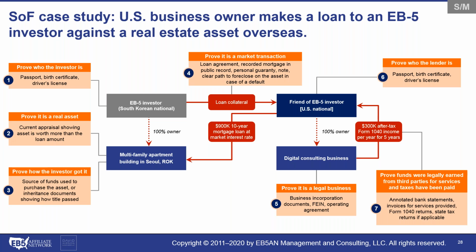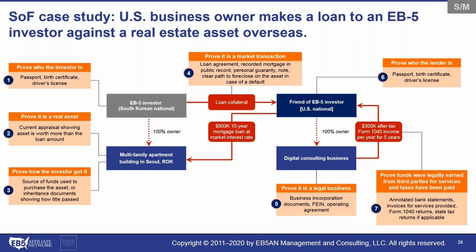And so starting with number one here, we're going to talk about some of the documents and things that would be required in this type of scenario. First, the investor is going to have to provide all their personal credentials and documents: their passport, birth certificate, driver's license, local ID, all of that information for the investor and his or her immediate family members, husband, wife, and kids under 21.